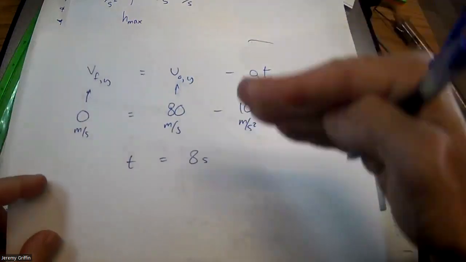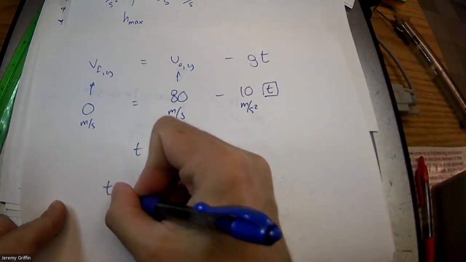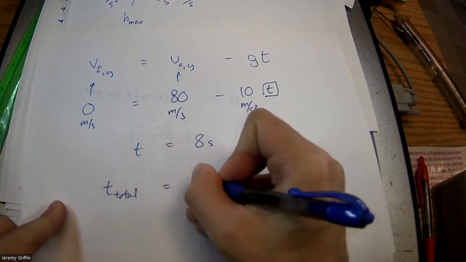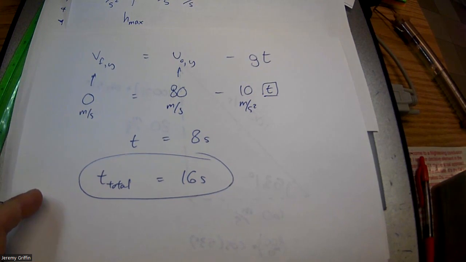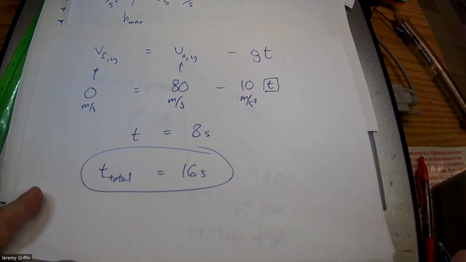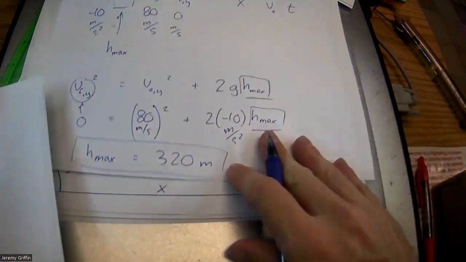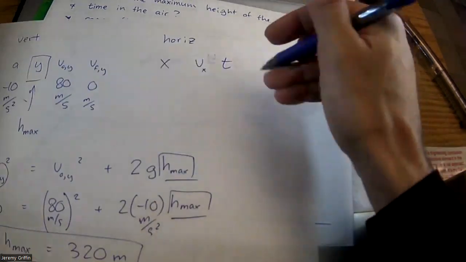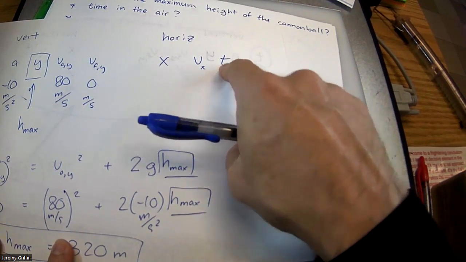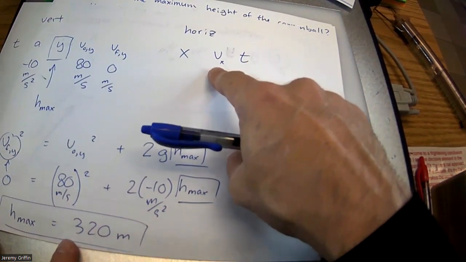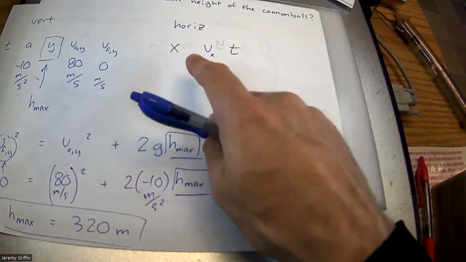Hey, is it also going to take 8 seconds to fall back down? So what's T total? 16 seconds. That's its hang time, I should say, right? The hang time is 16 seconds. And we're about to put this all together. Because if you know the hang time is 16 seconds, and it's going across the field at 60 meters per second, can you put 2 and 2 together and figure out how far it goes?